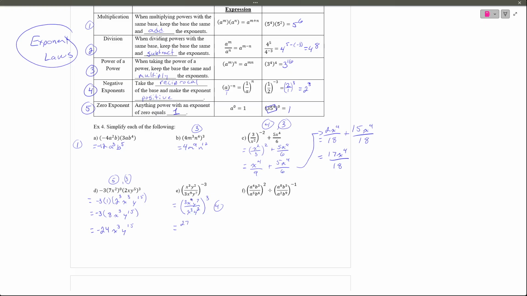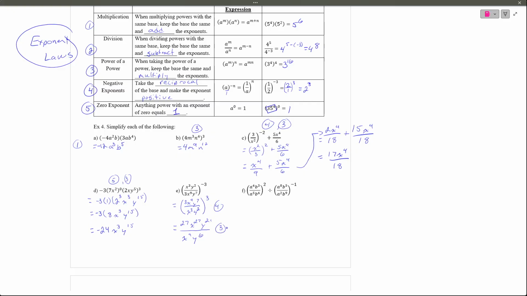X to the power of 9, 9 times 3, that's also 27. So that's going to be x to the power of 27. And then we have y to the power of 7. 7 times 3, that's 21. And then below we have x to the power of 3 times 3. That's going to be x to the power of 9. And y, 2 times 3, that's 6. So this, we had to use rule number 3.